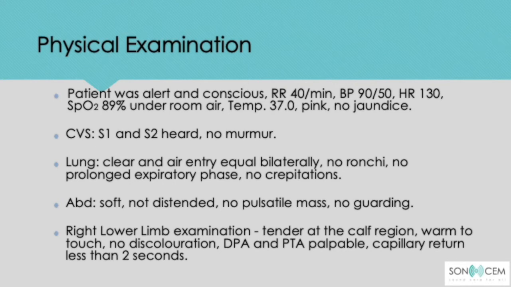However, the right lower limb examination: tender at the calf region, warm to touch, no discoloration, DPA and PTA palpable, capillary return less than 2 seconds. Okay. The vital signs are not stable, tachypneic, BP lowish, tachycardic, and the SpO2 only 89%. And she also has right lower limb tenderness. Then, what you want to do next?